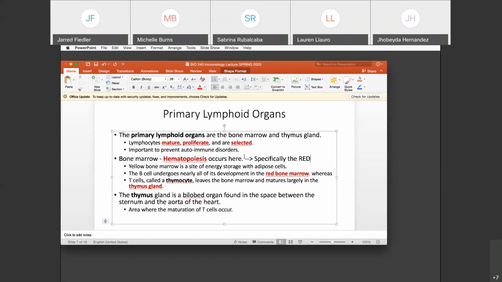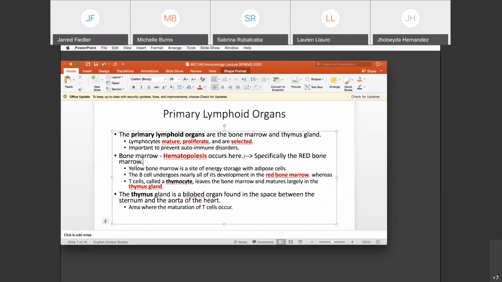The red bone marrow, okay? Now, yellow bone marrow is a site of energy storage with adipose cells. We have different colors, okay? You may have heard of yellow tissue, white fat, brown fat, that kind of thing. It comes from this. This is going to be a site of storage for adipose cells, meaning fat cells. So it's made up of lipids. Okay, it's storing lipids.